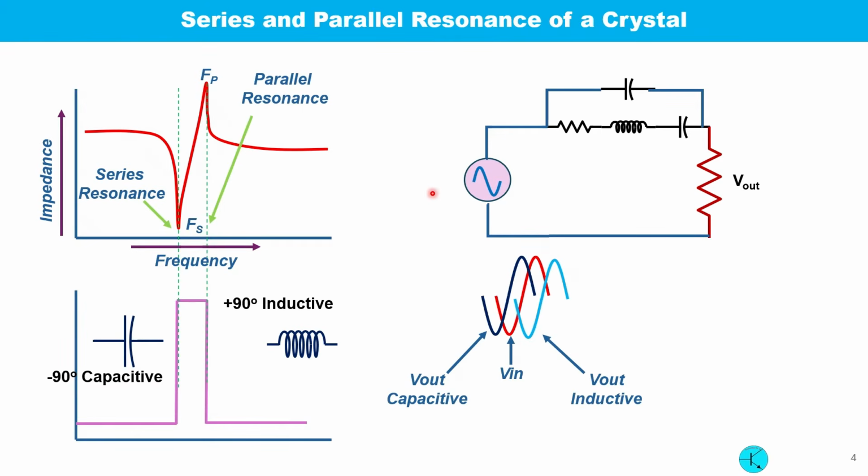The crystal can resonate both at series and at parallel. These two frequencies are very close to each other. At series resonance, the impedance becomes low, and in parallel, the impedance becomes very high. Within this short bandwidth of the series and parallel resonance, there will be a maximum phase difference of 180 degrees from capacitive to inductive.